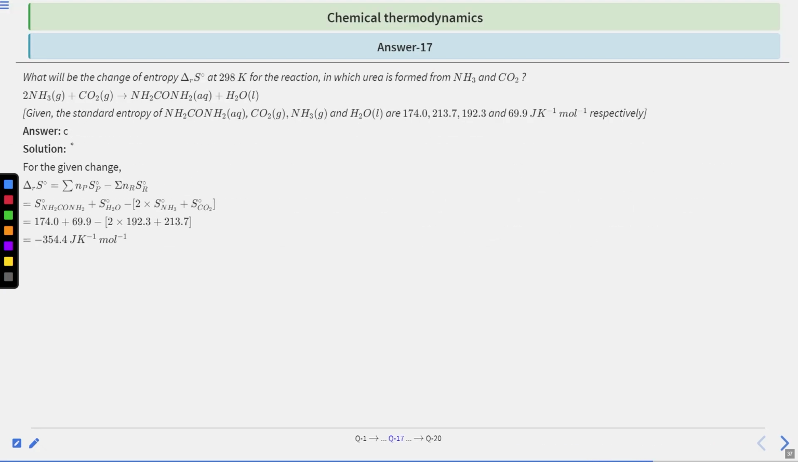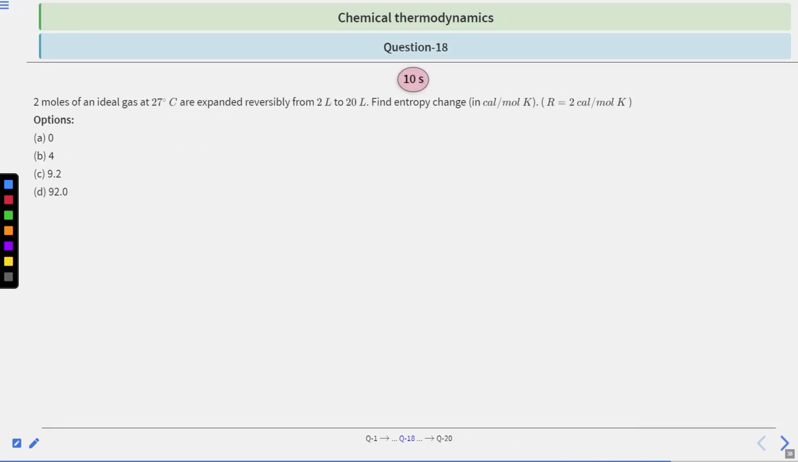Okay, so the correct answer is option C. For the given change, del S naught will be equal to the summation of moles of product times S naught of product minus the summation of moles of reactant times S naught of reactant. On putting the values respectively, we find the del S naught of the reaction is equal to minus 354.4 joule Kelvin inverse mole inverse. Hence, option C is the correct answer for this question. Let's move on to question number 18.